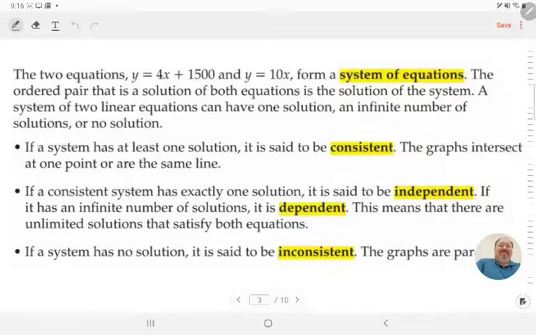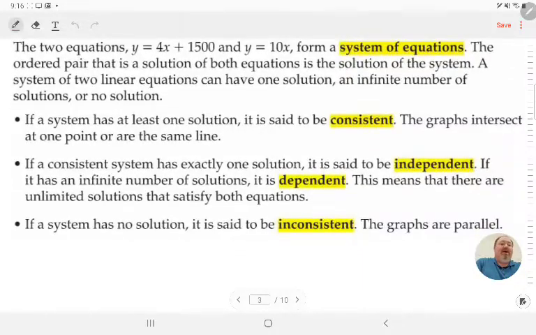If a consistent system has exactly one solution, it is said to be independent. If it has an infinite number of solutions, it is dependent. This means that there are unlimited solutions that satisfy both equations. If a system has no solution, it is said to be inconsistent. The graphs are parallel. Okay?